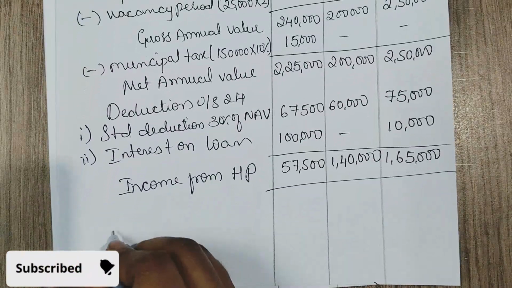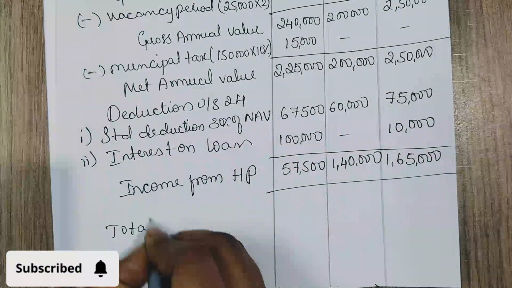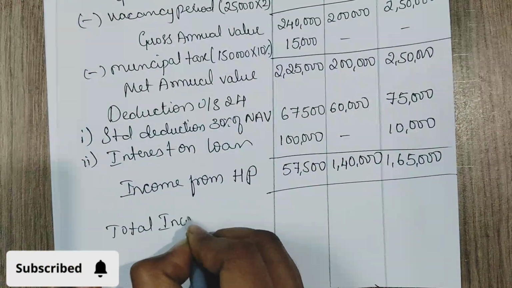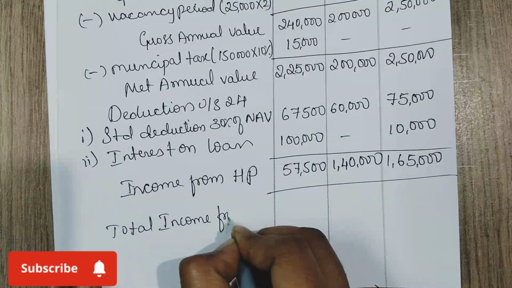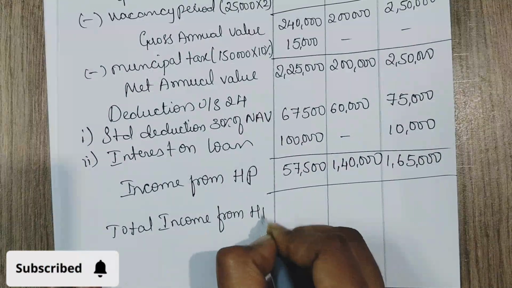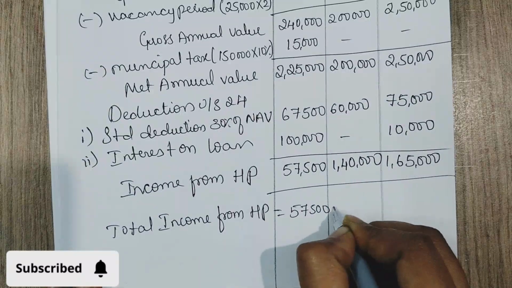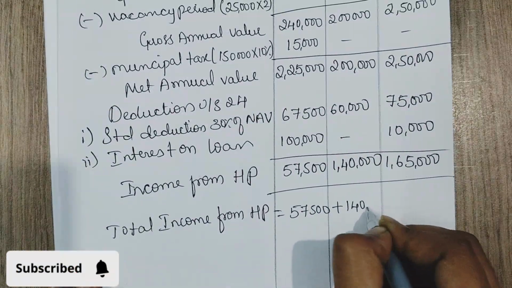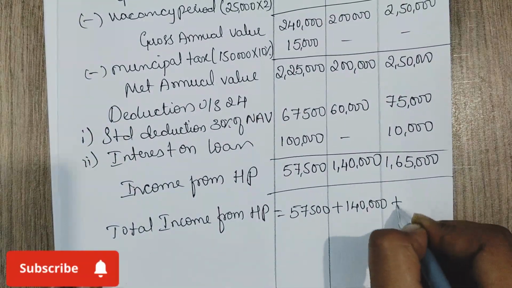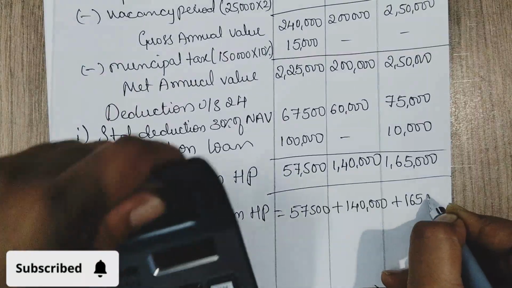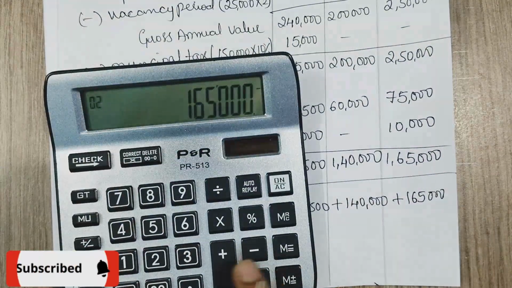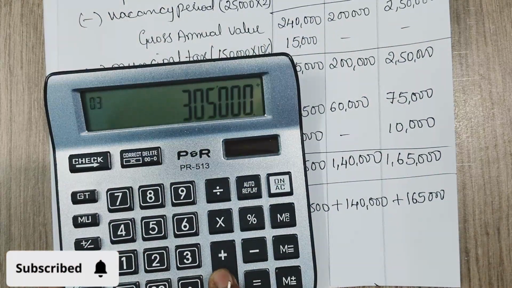What is total income? Total income from house property: 57,500 plus 1,40,000 plus 1,65,000 plus 1,40,000 plus 57,500.